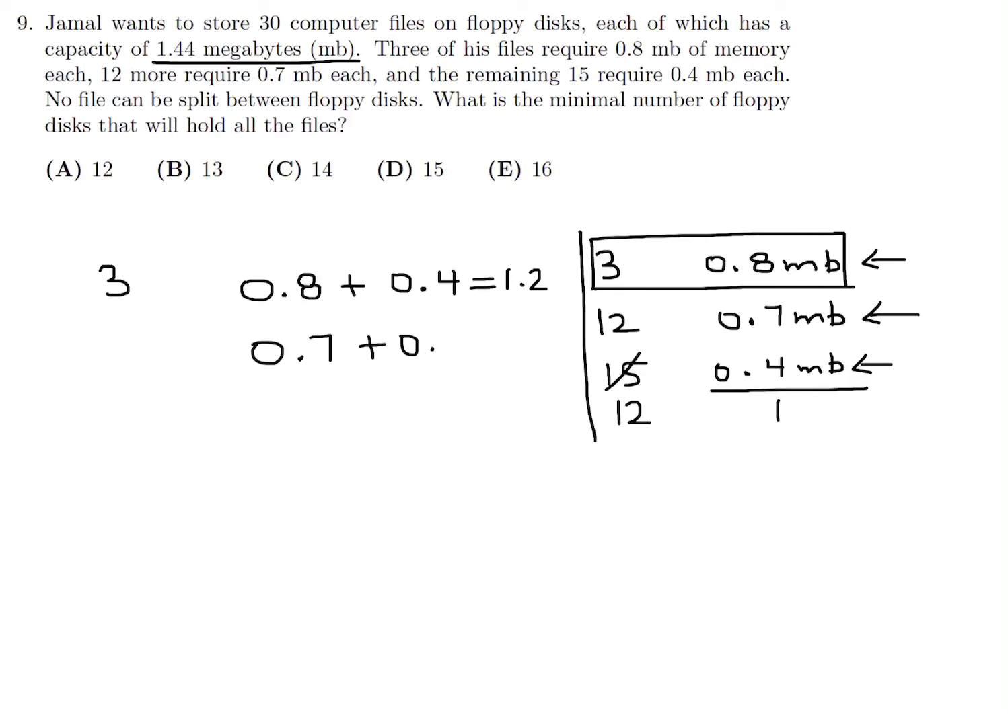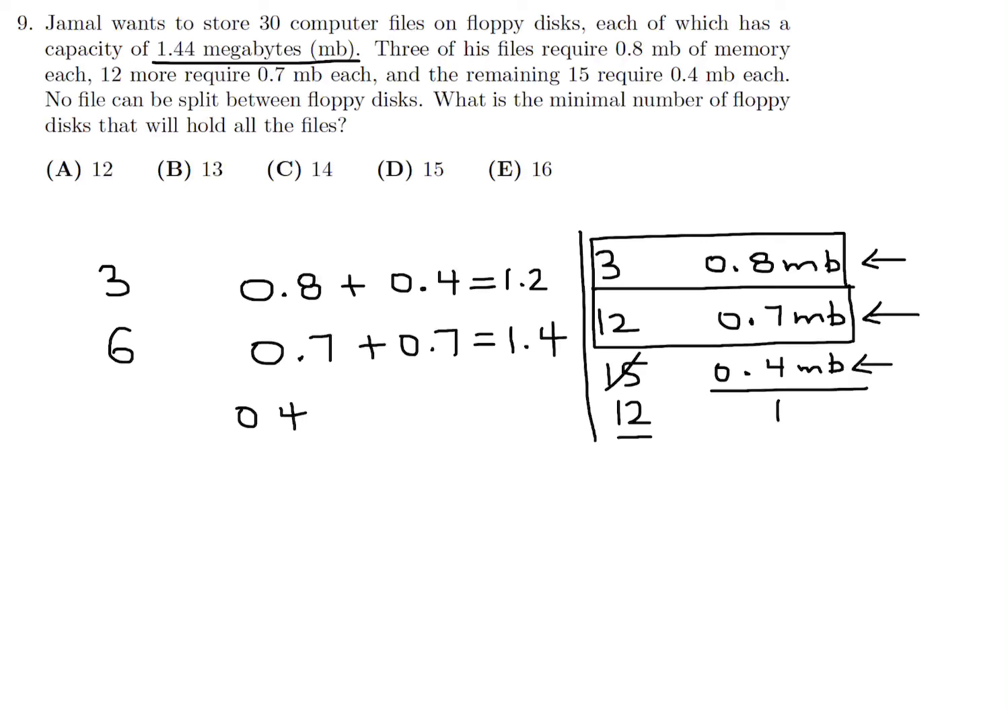If we put 2 of them on one floppy, it would take up 1.4. And will that fit? Yes, it will. So since there's 12 and you put 2 on each, there's 6 floppies that you need for that. So now we've taken care of those guys. Now we just have 12 files left with each of them being 0.4.